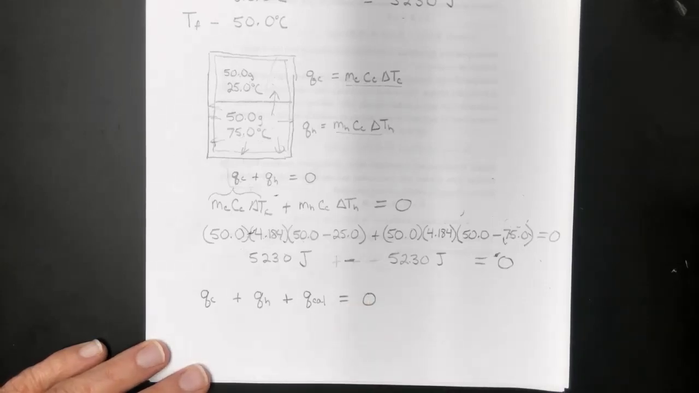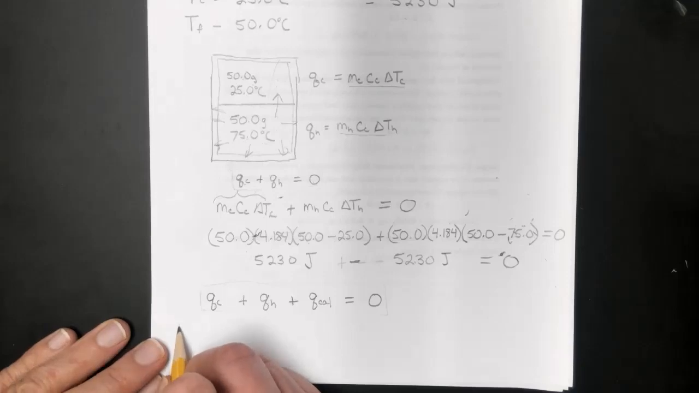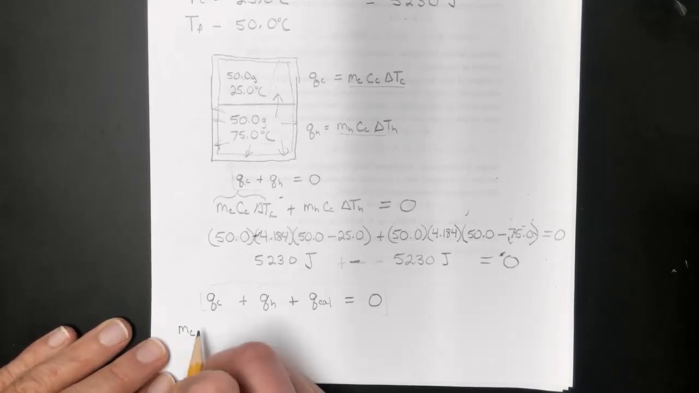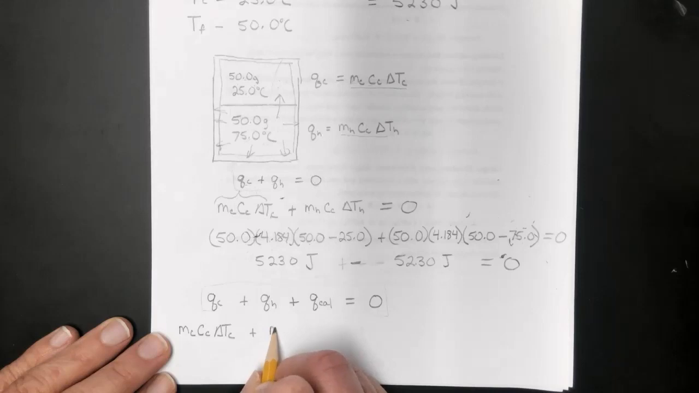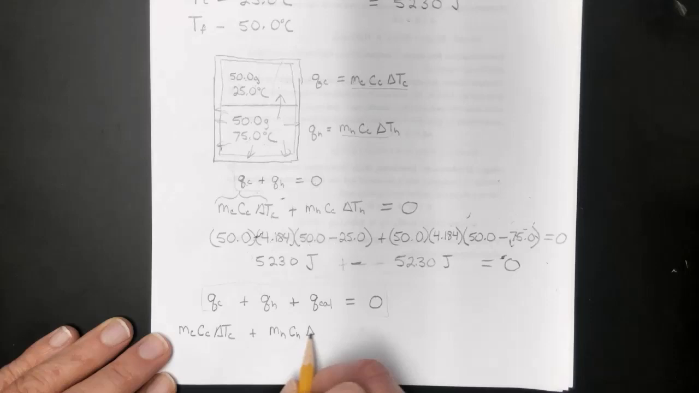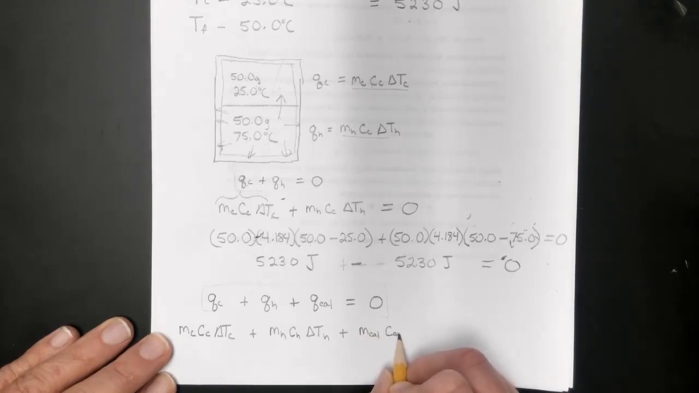Okay. So we can expand this term now. So this would be really M sub C, specific heat sub C, delta T sub C, plus M sub H, and now we have to write a term for the calorimeter. It's the mass of the calorimeter, specific heat of the calorimeter, and delta T of the calorimeter.